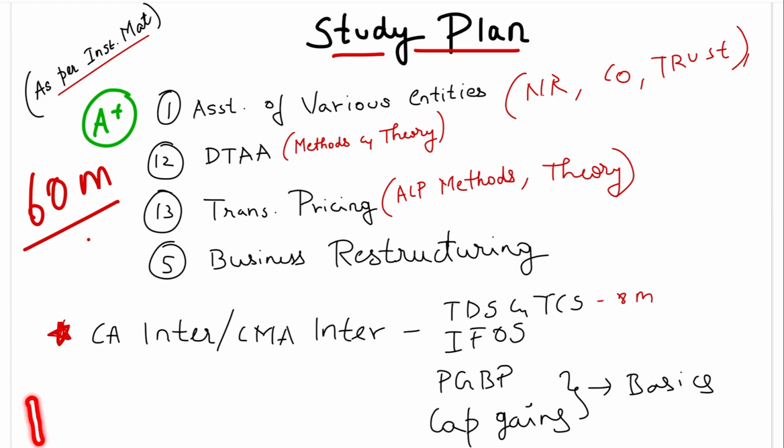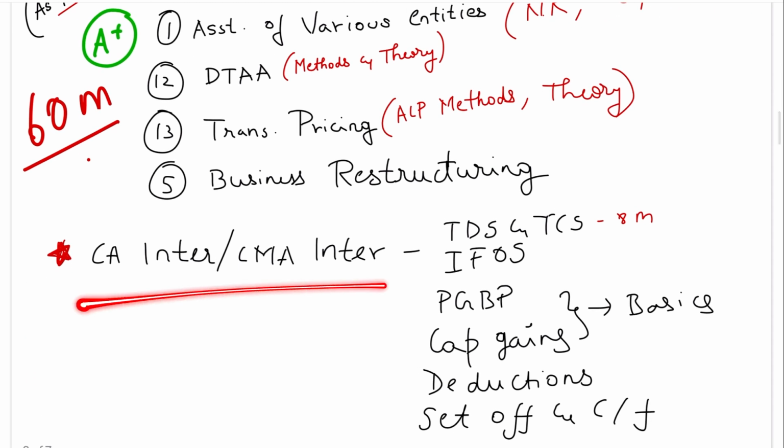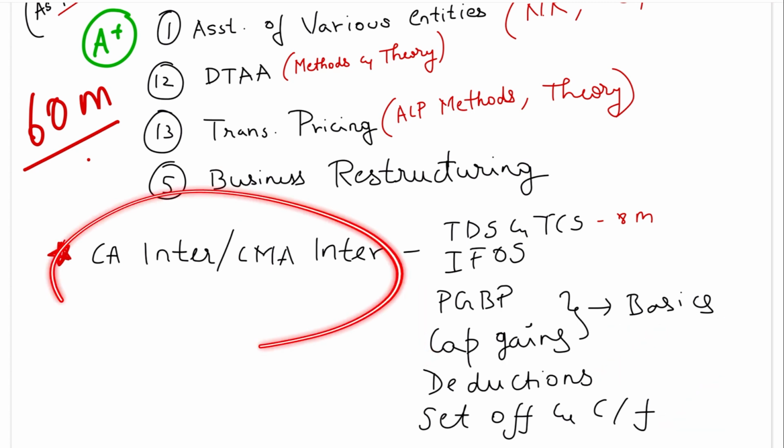Apart from this, some CA inter or CMA inter topics like TDS TCS, income from other sources, PGBP and capital gains basics, deductions, set off and carry forward. Our syllabus does not have CA inter or CMA inter topics, then why we should prepare this? Even though they are not there in our syllabus, they are being continuously asked in the exam.